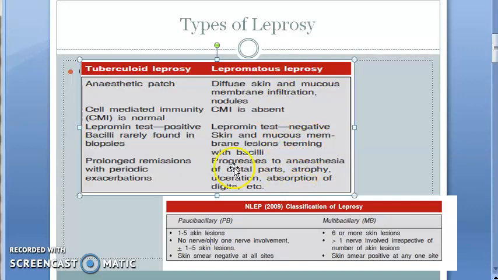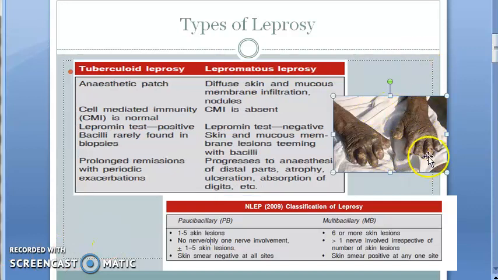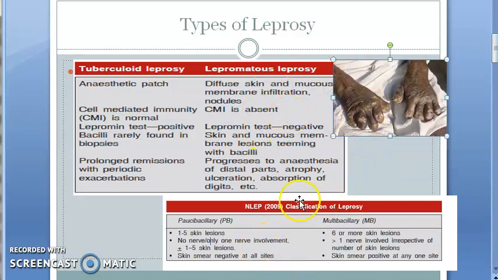Fine. So it progresses to anesthesia of distal parts. So basically sensations will be lost. Atrophy, ulceration, absorption of digits. All the digits, the fingers will get absorbed. Let me show you. Can you see this? Absorption of digits. All this happens in lepromatous leprosy because the person is not able to fight the bacilli.